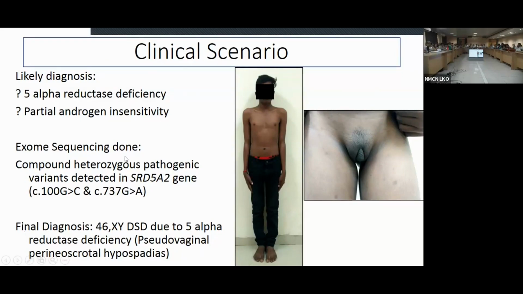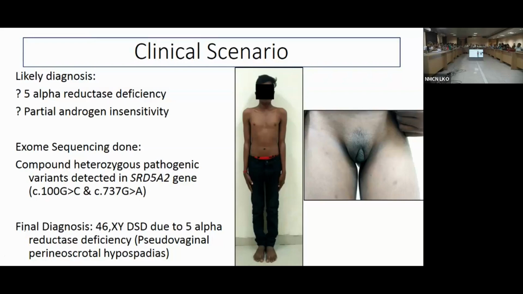But after the molecular testing was done, which we did through exome sequencing, we found that this individual is actually compound heterozygous for two known pathogenic variants in the SRD5A2 gene. SRD5A2 is associated with 5-alpha reductase deficiency. So we will now give a diagnosis of 46XY DSD due to 5-alpha reductase deficiency. The OMIM term for this particular condition is pseudovaginal perineoscrotal hypospadias, SRD5A2 gene associated pseudovaginal perineoscrotal hypospadias. So that was the diagnosis in this individual.